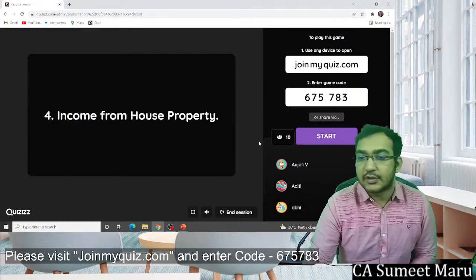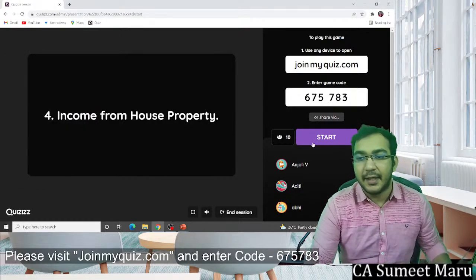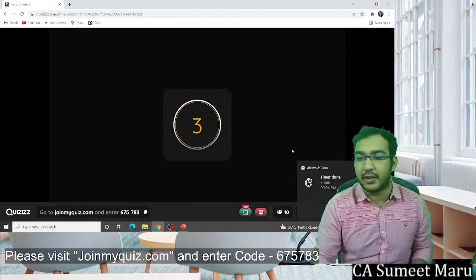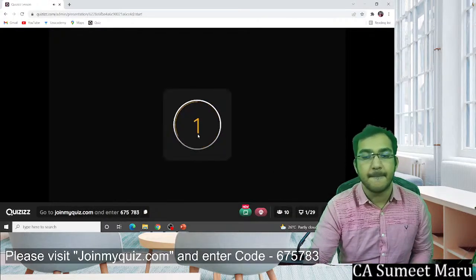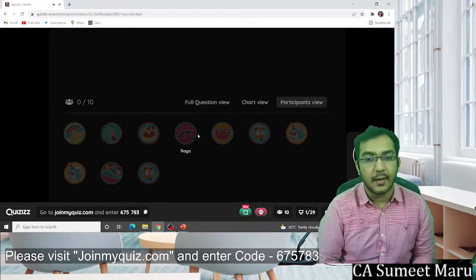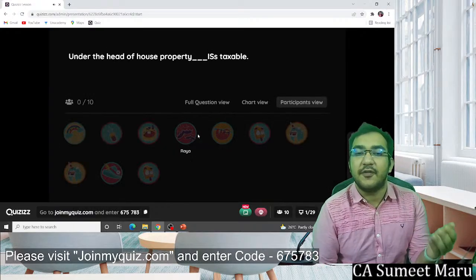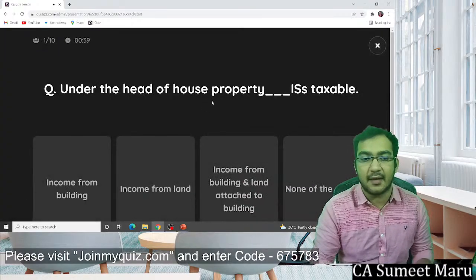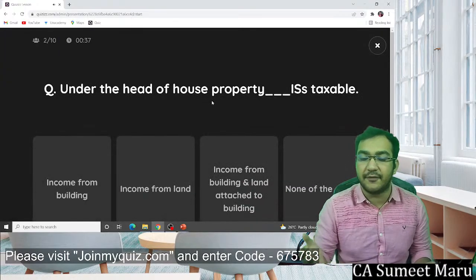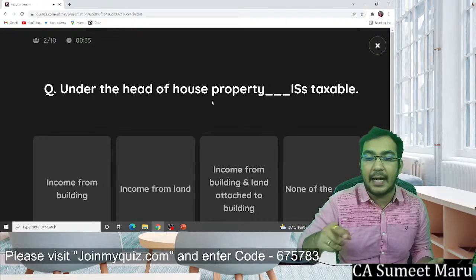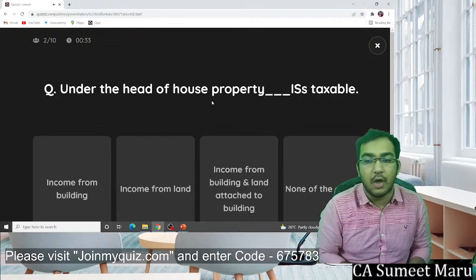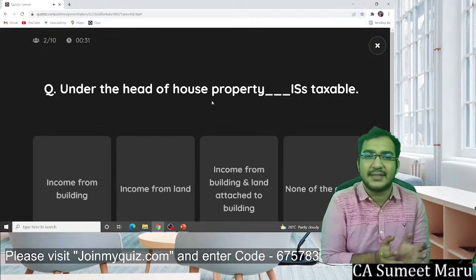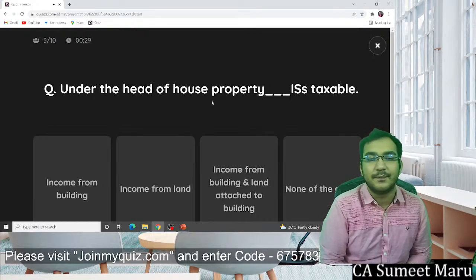Now let's start with the session, and here comes the first question in front of you. Under the head of house property, dash dash is taxable. The options are income from building, income from land and building appurtenant, none of the above. As always, the starting question is quite simple for you.